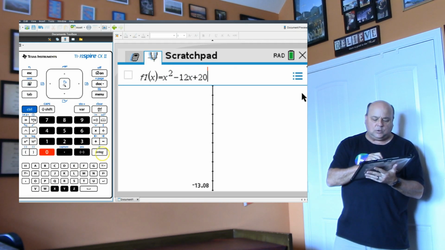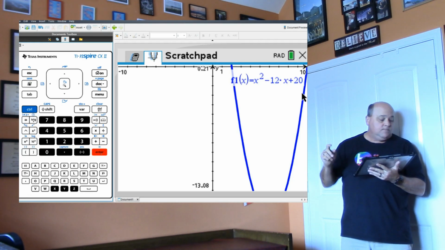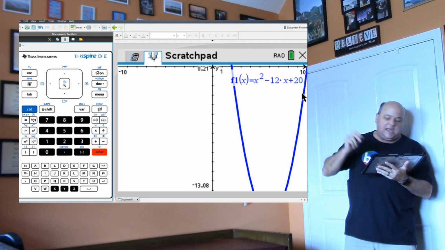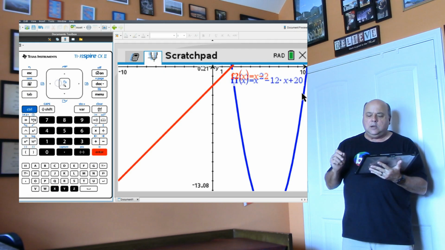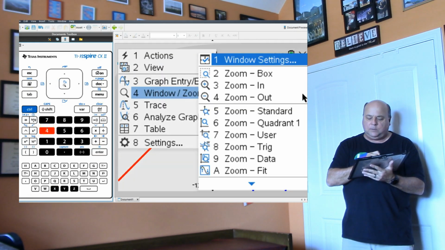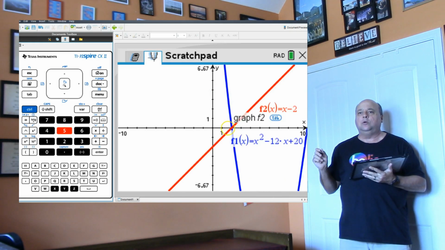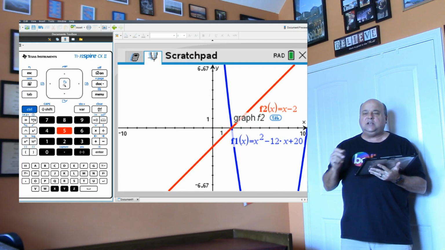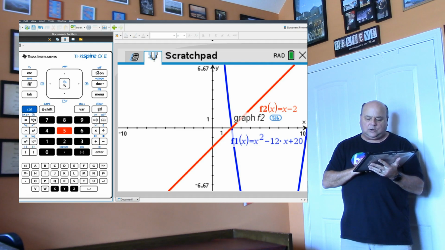So x squared minus 12x plus 20. And now I want my zeros, right? Now if I were to graph x minus 2, I'm going to hit tab and type x minus 2. Notice the parabola. Let me change my window. I'm going to go to window zoom and then hit standard. Notice that red line goes right through the blue line. They have the same zeros, right? So the x minus 2 line goes to the zero of the parabola. It's going to be a factor, okay?